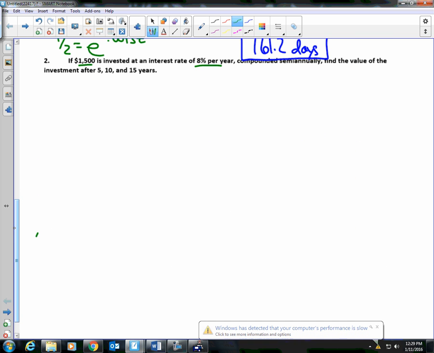But in this situation, $1,500 is invested at an interest rate of 8%, compounded semi-annually. So how many times during the course of the year? Twice during the year. So therefore, we use the first formula, not the second one.